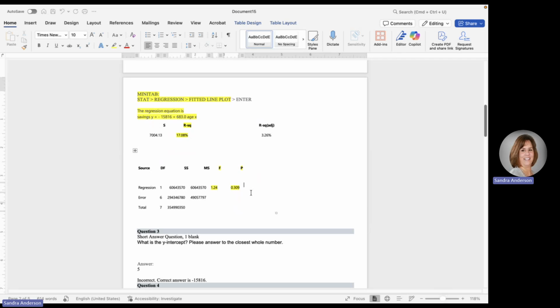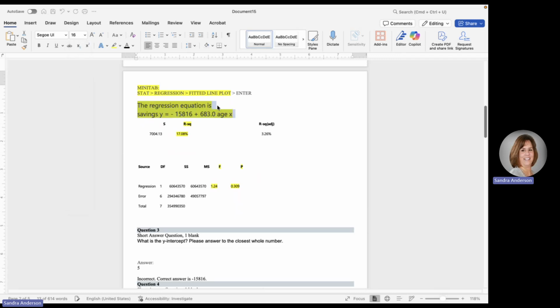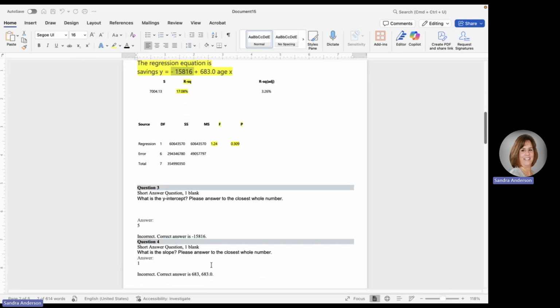The next questions usually are, what is your y-intercept, and round it to the nearest whole number. So if I come back up here, what you need to remember with the regression equation is that the slope is always attached to the variable. So 8.683 is our slope because it's multiplied by our variable over here. The other number that's out by itself is our y-intercept. So now we can answer that the y-intercept is negative 15816, rounded to the whole number.